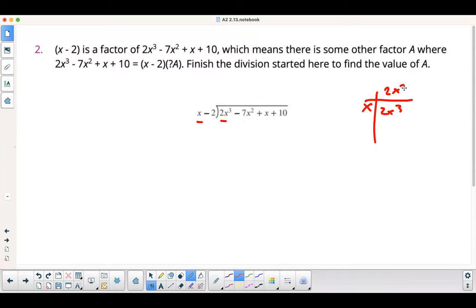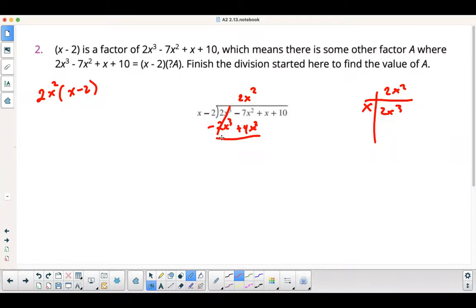And you'd say 2x squared, right? Same idea here. And then I take this and I multiply it. Almost the same as if it was like Algebra 1 class. 2x squared times x minus 2. You distribute that, right? So you'd get 2x cubed minus 4x squared. But then you have to subtract, so I got to change both these signs.